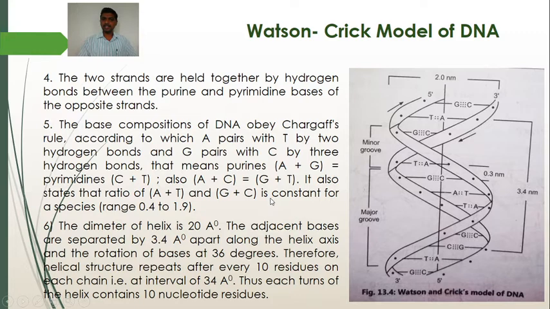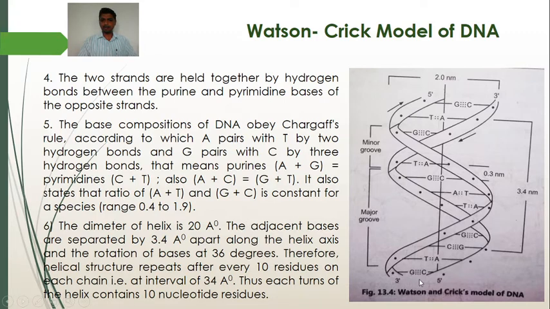According to this, adenine pairs with thymine by 2 hydrogen bonds and guanine pairs with cytosine by 3 hydrogen bonds and vice versa. Due to this, purines are equal to the pyrimidines, meaning purines, adenine, guanine, and pyrimidines, cytosine, thymine. So A plus G is equal to C plus T. Also A plus C is equal to G plus T, and the ratio of A plus T and G plus C is constant for a species.